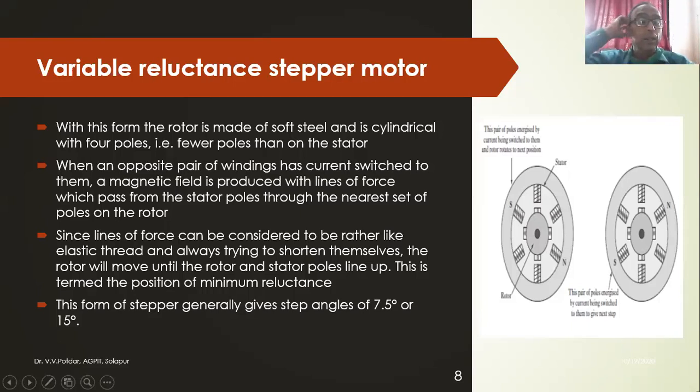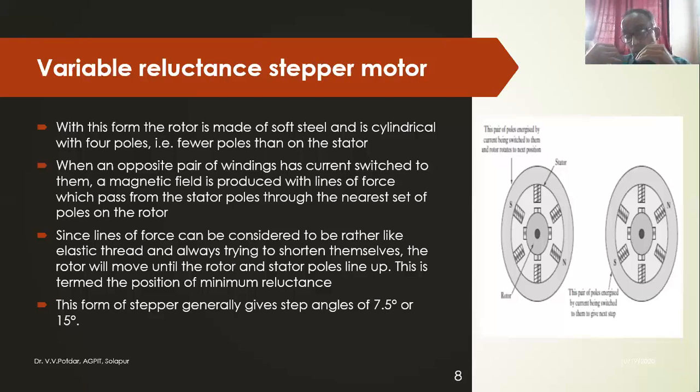Since lines of force can be considered rather like elastic thread, always trying to shorten themselves, the rotor will move until the rotor and stator poles line up. This is termed the position of minimum reluctance. When these poles line up, the reluctance is minimum. What is reluctance? Resistance to flow of magnetic field, similar to resistance, which is the resistance to the flow of electric current.